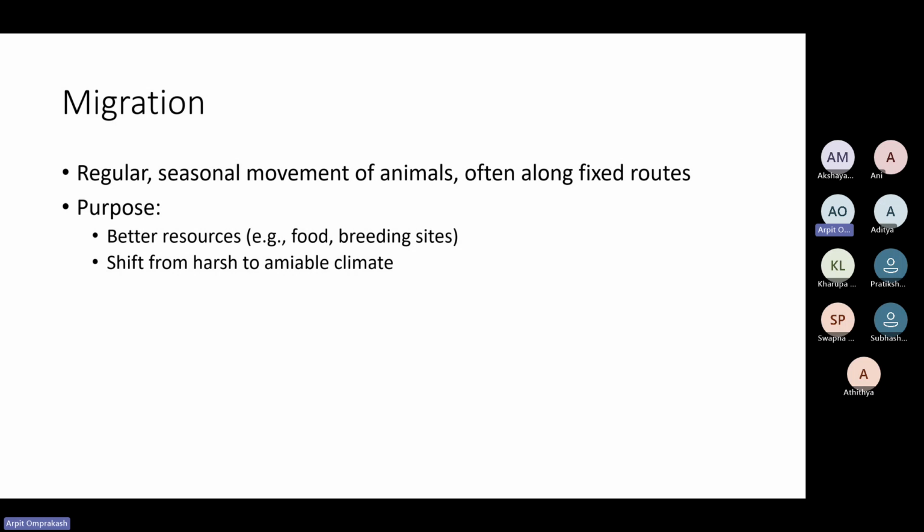Migration is basically the regular seasonal movement of animals, often along fixed routes. So regular because it happens like every year, or let's say every some time step, every month or something like that. And seasonal because it happens in particular seasons.